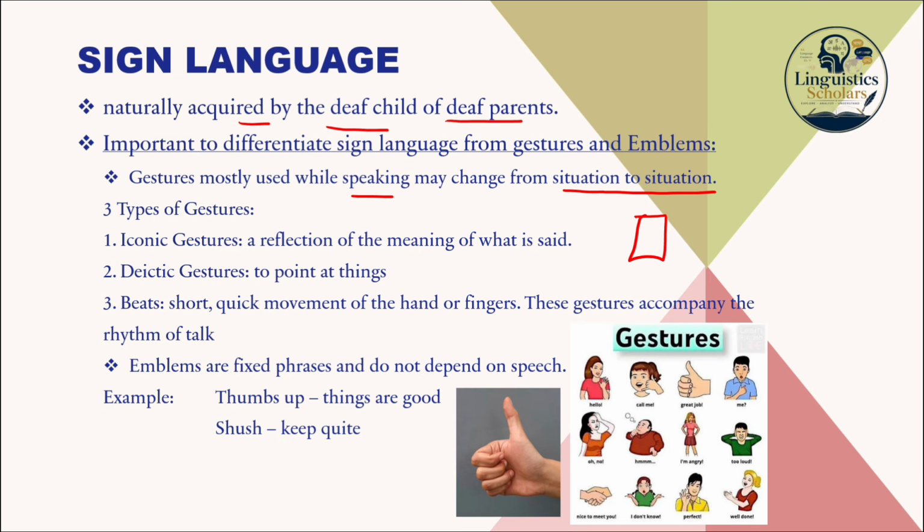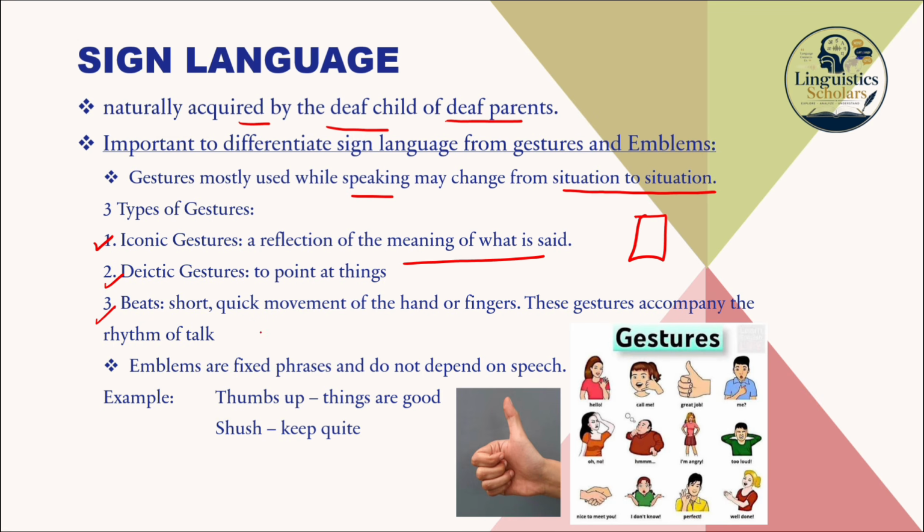And there are three types of gestures, as you can see: iconic gestures, deictic gestures, and beats. Iconic gestures are a reflection of the meaning of what is said. The example that I have given, referring to a box or a book by drawing a square, is an iconic gesture. And the deictic gesture is pointing out to things. Let's say, "get that book," I'm pointing with my hand. So they are deictic gestures.